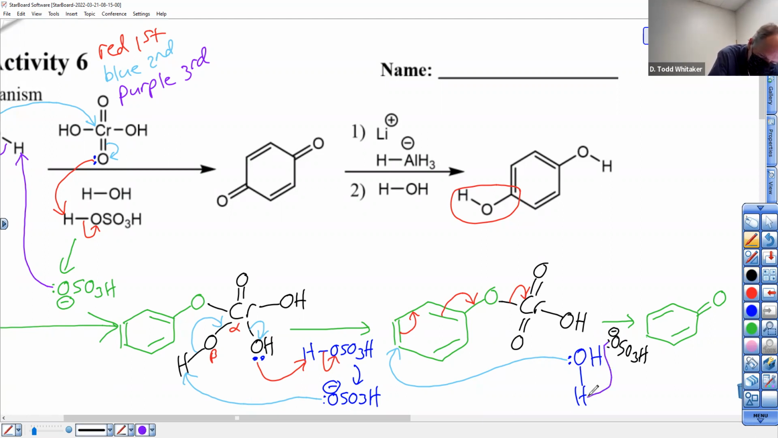It's a little tight there, isn't it? Can I move the whole thing? Yes, I can. Purple. You got another phenol. Blue. Big finish.